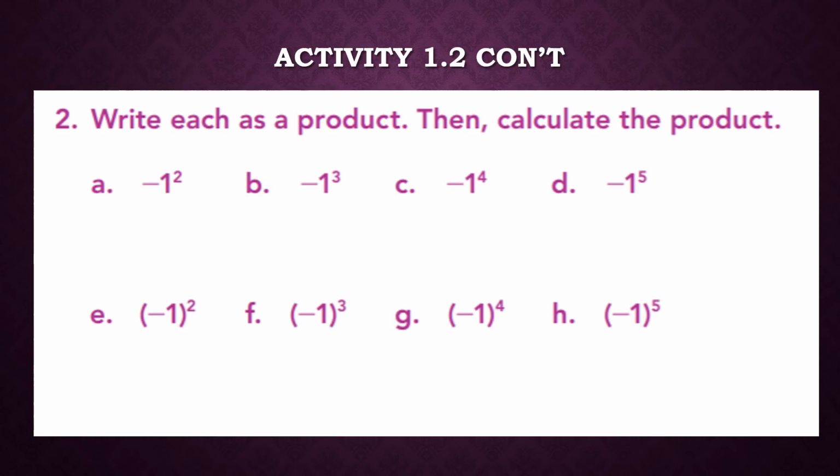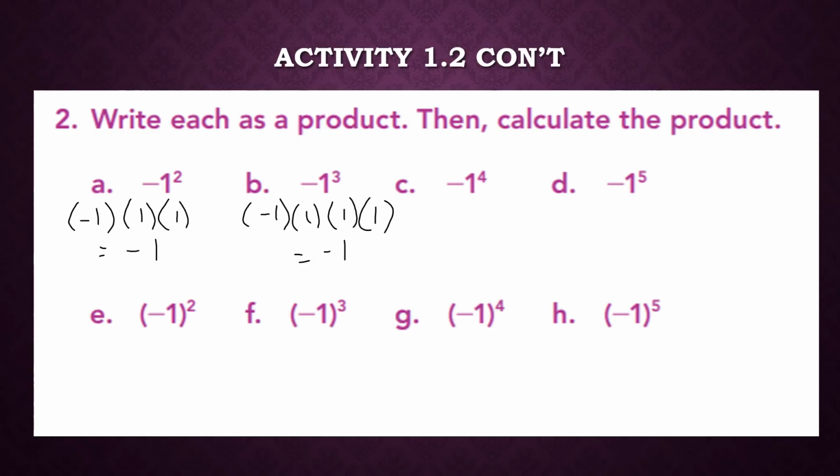Okay, similar with number 2, write each as a product, then calculate the product. So it says write as a product. That means we're going to do our expanded form. So in letter A, again, your base is 1. We include that negative as a -1. So we want 1 to the second power. So 1 times 1. So we get -1. Letter B, our base is 1. We're going to use that negative. We're going to put that up front. Then we're going to do 1 to the third power. So you get -1.